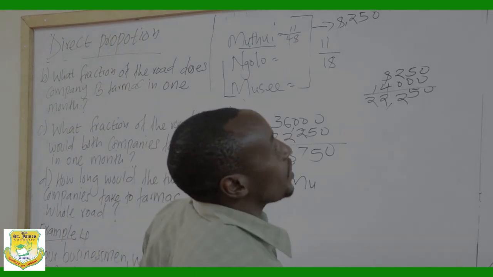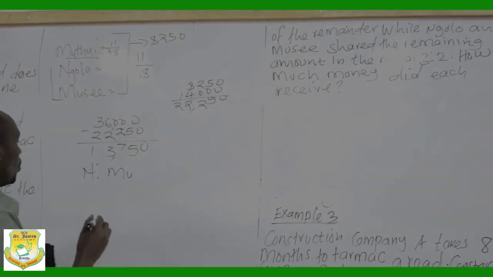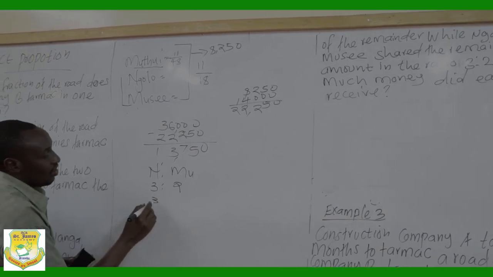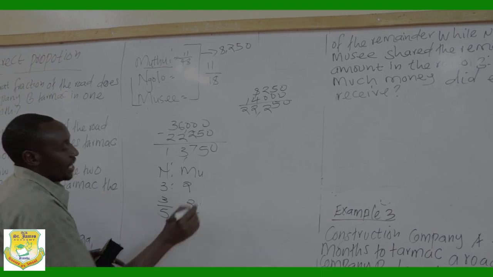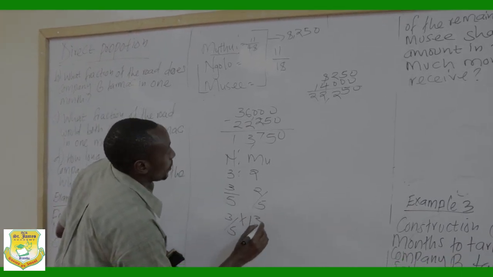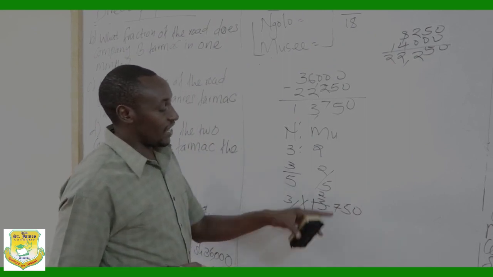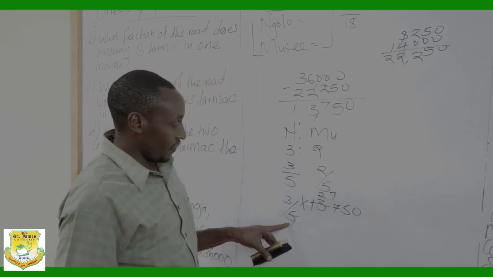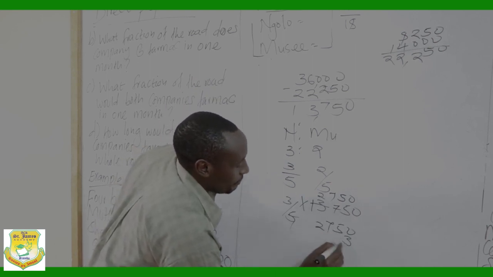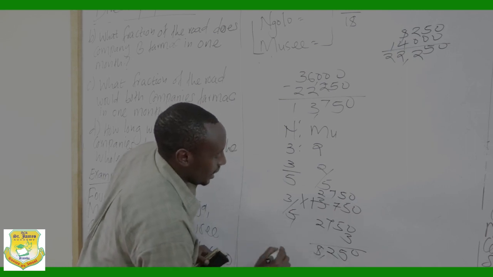We are told Goro and Mzee shared the remaining amount in the ratio 3:2. Because they are sharing, we add both of them. Goro got 3 over 5 and Mzee got 2 over 5 of the remaining amount. So I take 3 over 5 times 13,750. By 5, 1, by 5, 2, remainder 3, that's 2,750 times 3, I get 8,250. This one is for Goro.